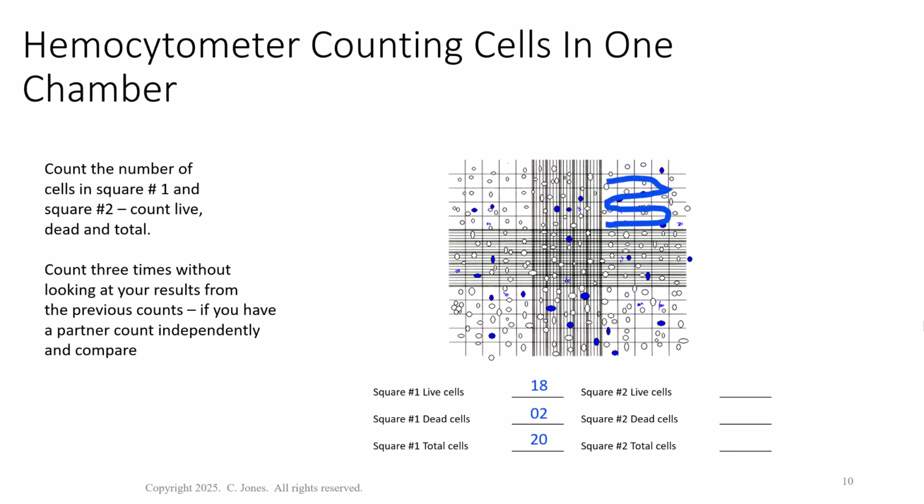Square number 2, I ended up with, again, 18 live, 3 dead, for a total of 21 cells. And if you're doing things right, the counts between the squares should be pretty consistent. They may be off by as many as 2 to 4, maybe even 5 cells in total numbers, but they should be pretty close to each other. And then when you reverse this and count the other chamber, again, the numbers should be pretty close to each other.